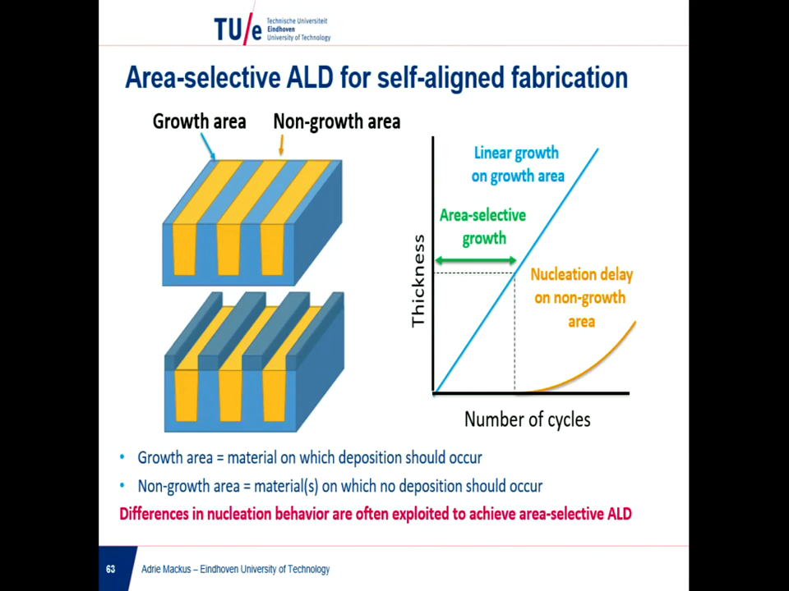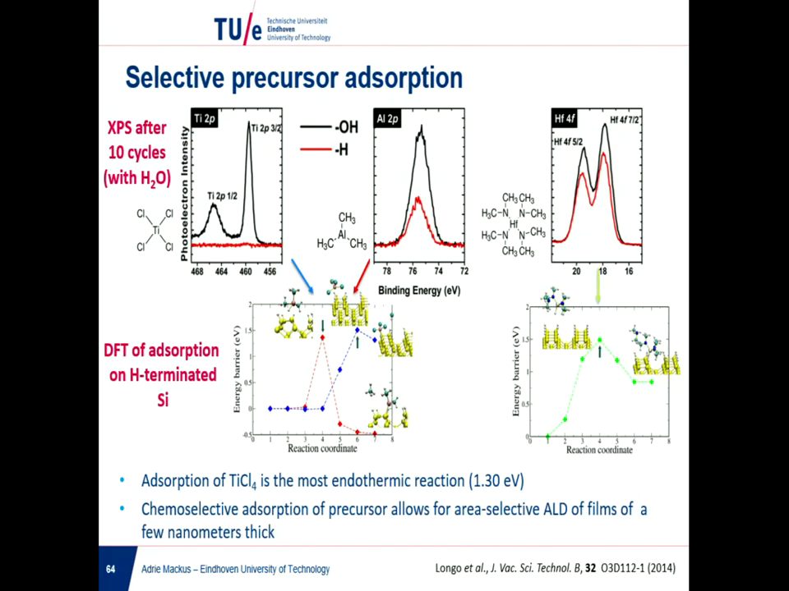So how can we make a process selective? Well, one thing you can do is if you have different materials present, then, for example, if one material has hydroxyl groups, maybe the other one is hydrogen terminated, then you might be able to use that difference in surface chemistry to have selective adsorption of your precursor. So that's the first approach, selective precursor adsorption.